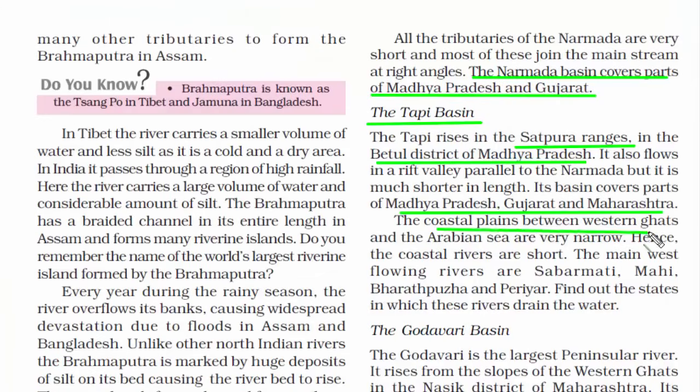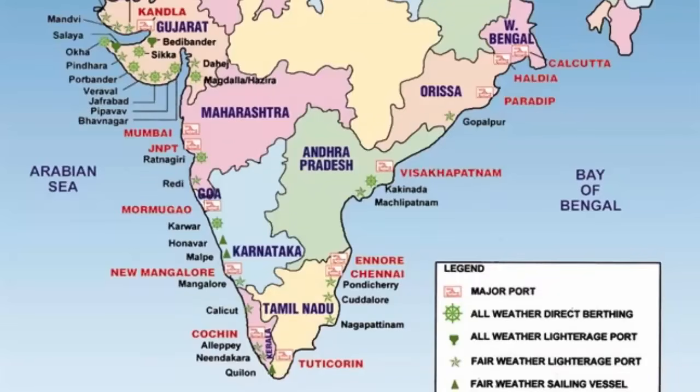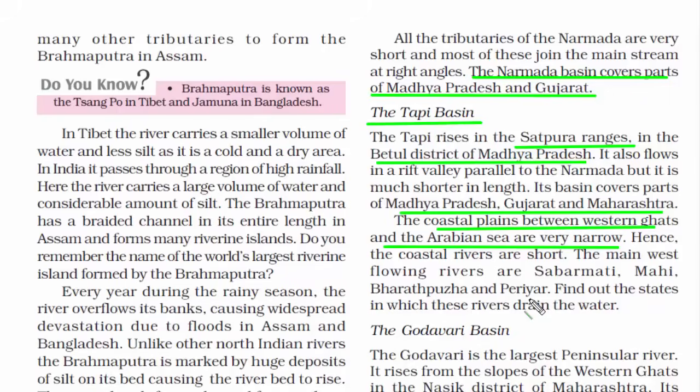If you see, the coastal plains between the Western Ghats and the Arabian Sea are very narrow. We are talking about the continental shelf. And also due to this reason, there are a lot more ports on the western side than on the eastern side of our country. Because on the eastern coast, the continental shelf is very long, and it's not ideal to make a port in such a location.